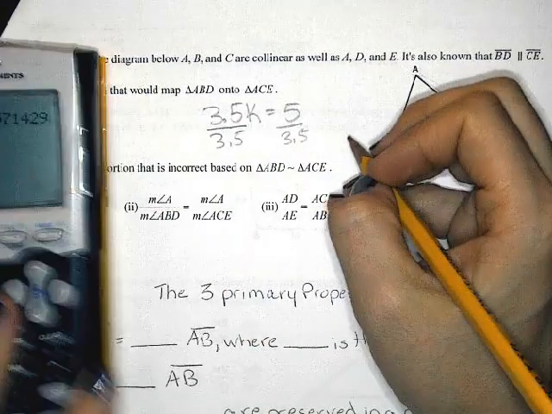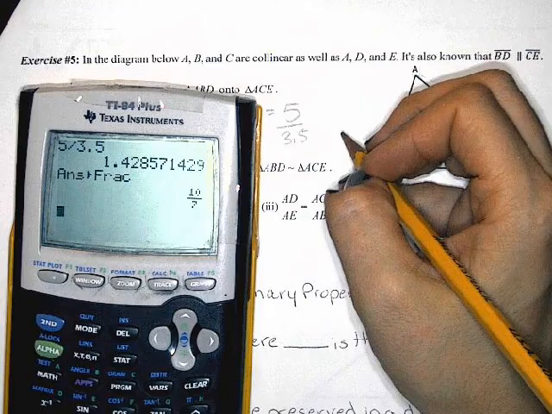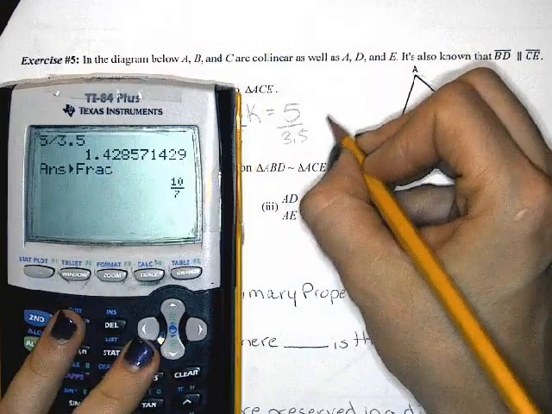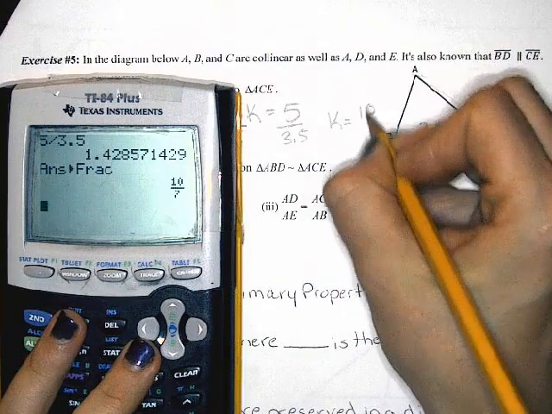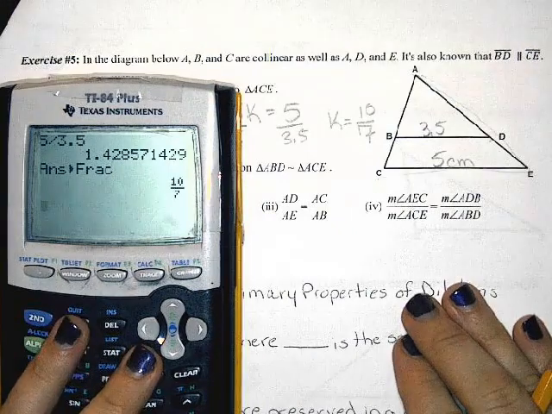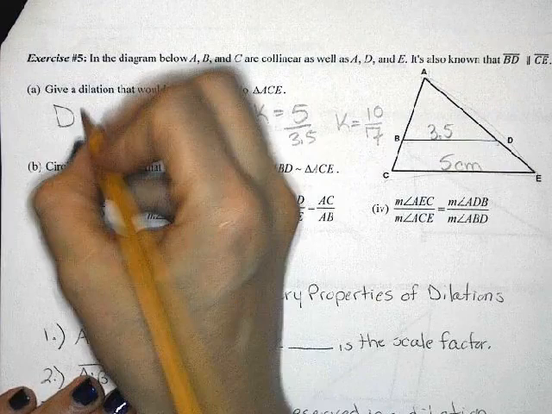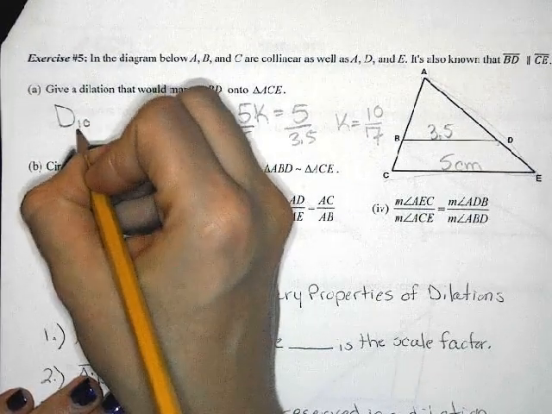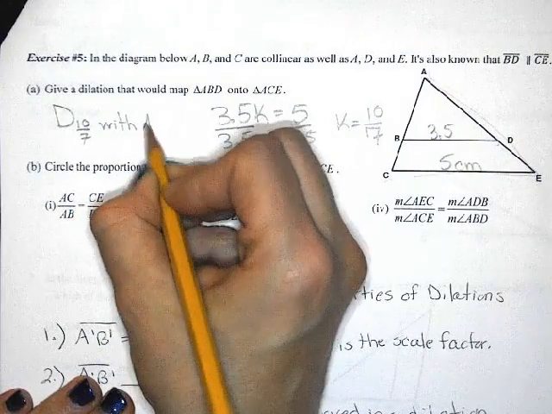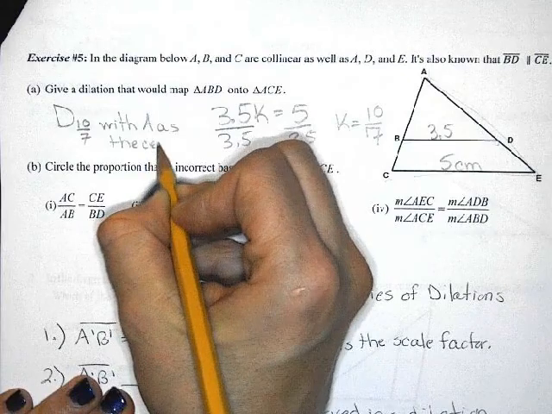And I get a really funny number, so I'm going to see if I can convert that to a fraction. And I can. I'm going to leave it as 10 over 7. K equals 10 over 7 would be the actual scale factor. Usually they're not like that; usually they're nice numbers. So it would be a dilation of 10 over 7 with A as the center.